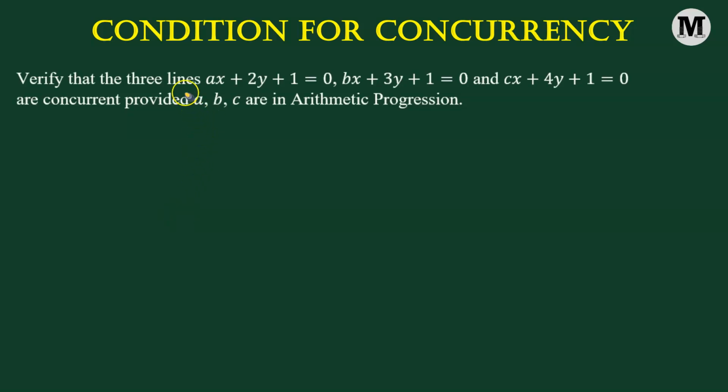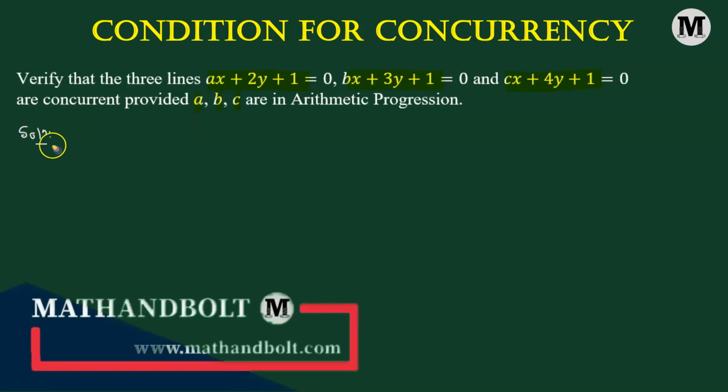In this problem, we need to verify that the three lines whose equations are given to us are concurrent, provided a, b, and c are in arithmetic progression. Okay, let us begin. We'll start with the given condition, that is a, b, and c, these three terms are in arithmetic progression.